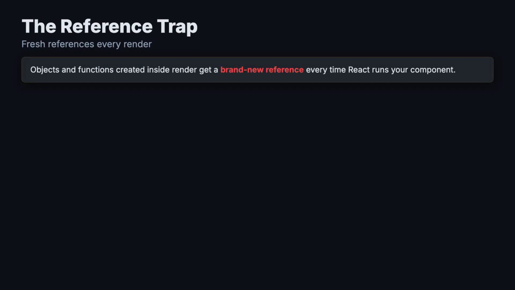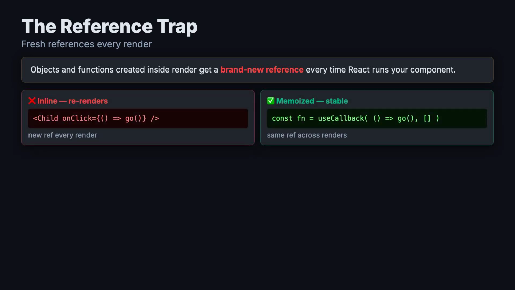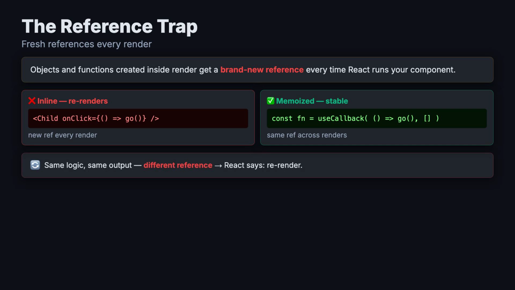The most common culprit is object and function references created fresh on every render. You pass an inline function as a prop, and React sees a brand new function every time. Same code, same behavior, but a different reference, so React says, re-render. This catches every developer off guard, usually in their second week with React.